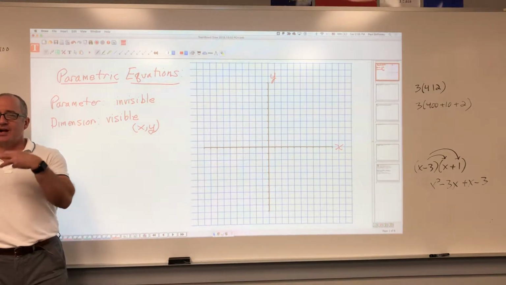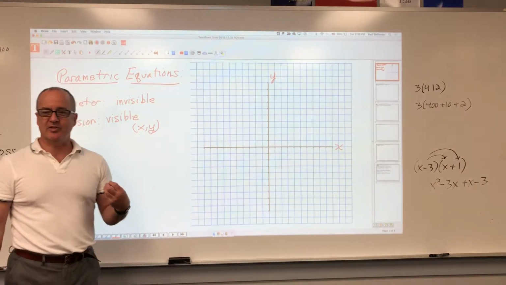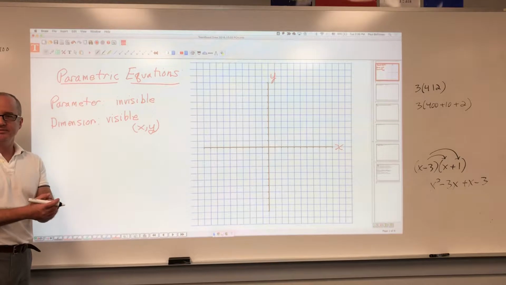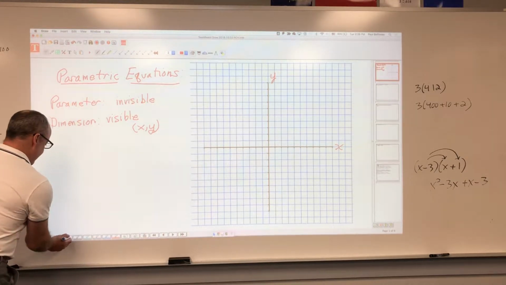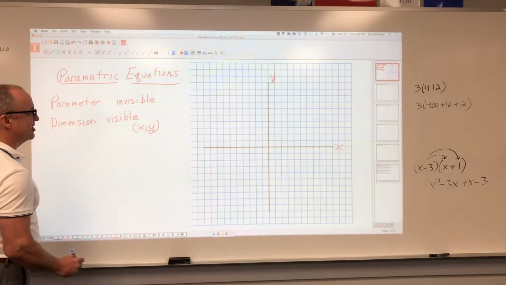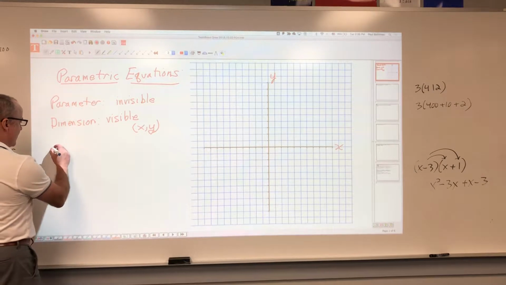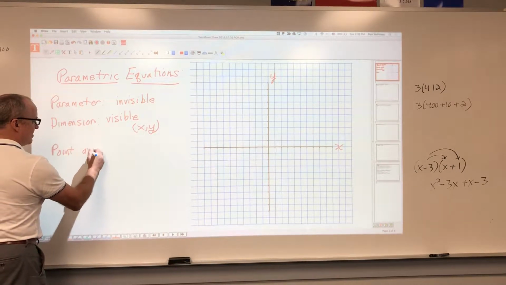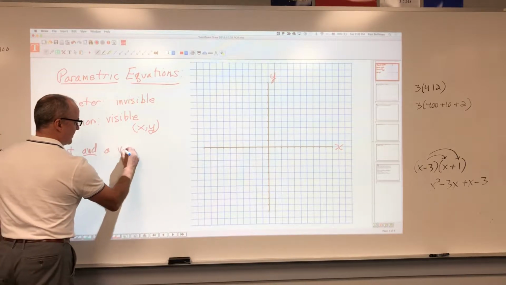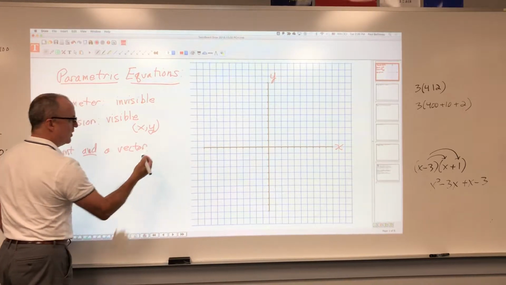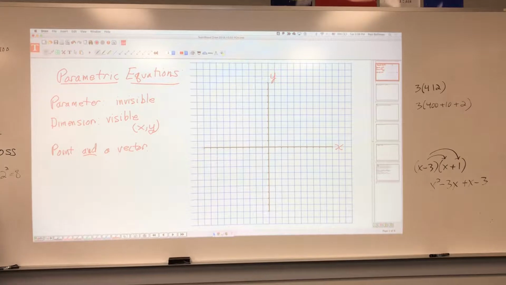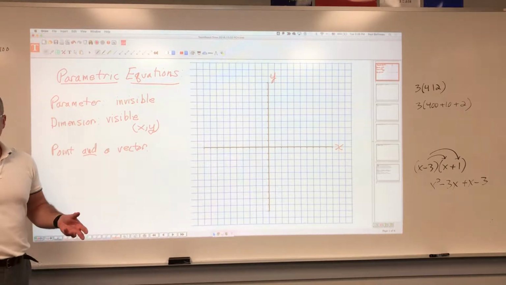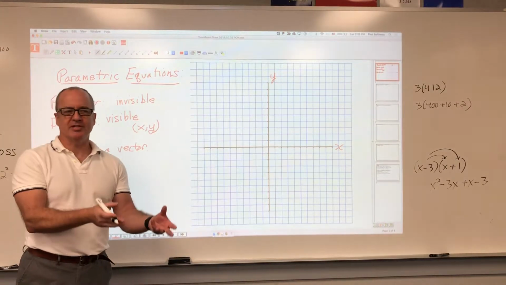So are you ready for one of my slightly weird definitions that will work? Yes. Okay, all right. Think of what we're going to do as combining a point and a vector. Which is weird, because I kept saying vectors are independent of location. They can be anywhere, right? But what if they weren't?